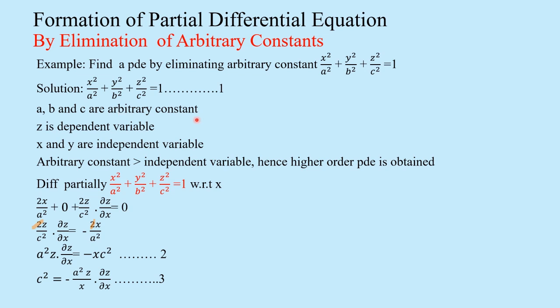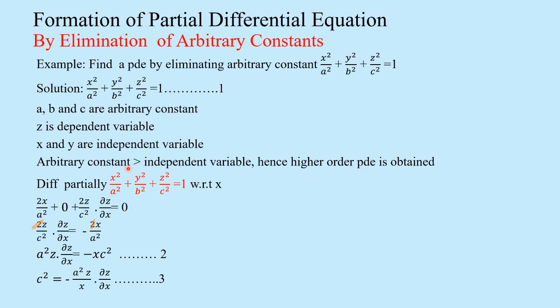The number of arbitrary constants is 3. Here z is the dependent variable, and x and y are independent variables. Here the number of independent variables is equal to 2. So the number of arbitrary constants, which is 3, is more than the number of independent variables, which is 2. Hence we get a higher order PDE.